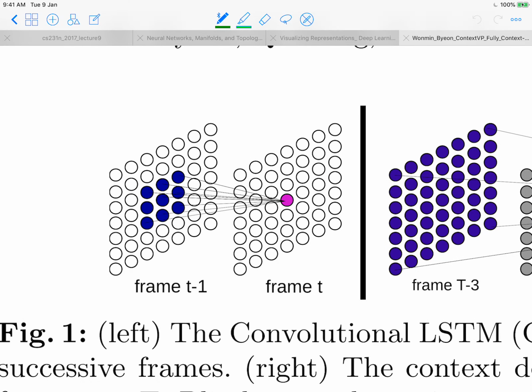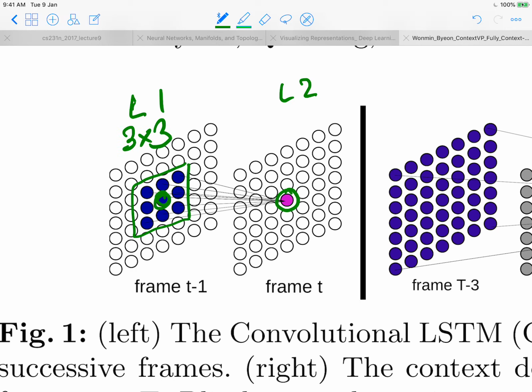Let's ignore this frame t-1 and t, and assume that those are our layer 1 and layer 2. This is an example of a convolution, right? In order to produce one single output, how many pixels do we look at? Centered here, we are looking at plus and minus 1 pixel of neighboring pixels. In this case, we say the receptive field is 3 by 3.